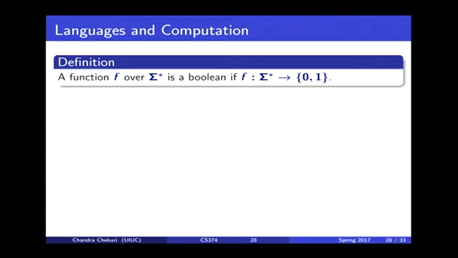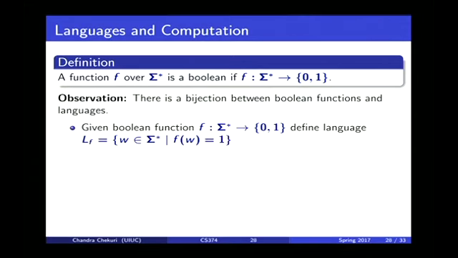Now I want to claim that there is a bijection between Boolean functions and languages, and it's a very simple bijection. What does it mean? Every Boolean function can be thought of as a language, as a subset of strings. Why is that? What does a Boolean function do? For every string, it either says 0 or 1. So I can associate a language with it, which is the set of all strings for which the function value is 1. If I think of a Boolean function f, I can associate a language L_f, which is the set of all strings w such that f(w) = 1. It's a simple definition.